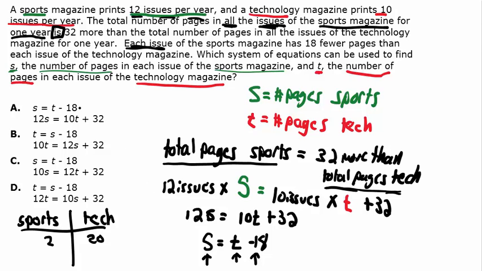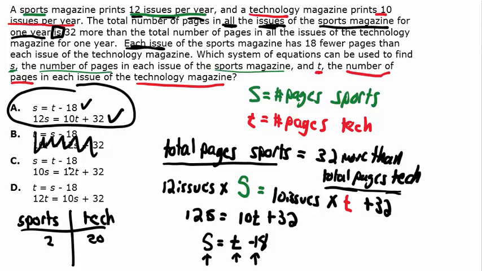S equals T minus 18, that works. 12S equals 10T plus 32, that works too, great. The answer choice is A. T equals S minus 18, they're just flipping around the letters for you, so that's not going to work. S equals T minus 18, that works. 10S equals 12T plus 32, they're just flipping around the letters again, S and T, so that doesn't work. T equals S minus 18, nope, flipping around the letters again, so that one doesn't work either. And there's our answer choice.